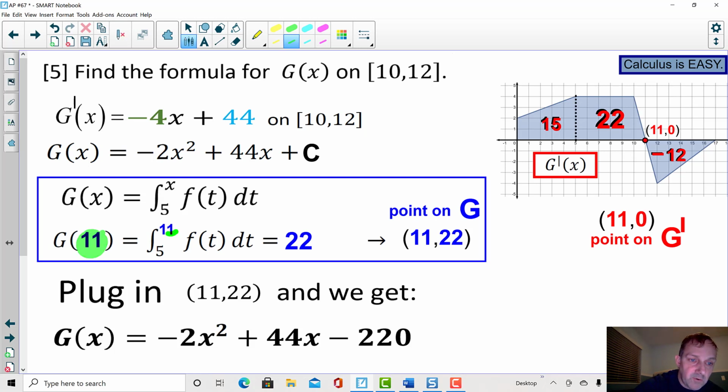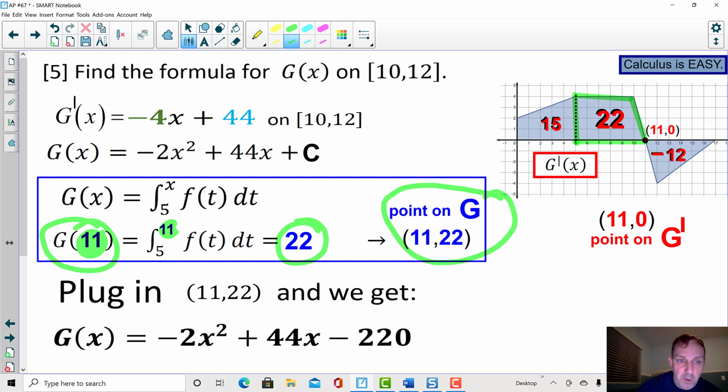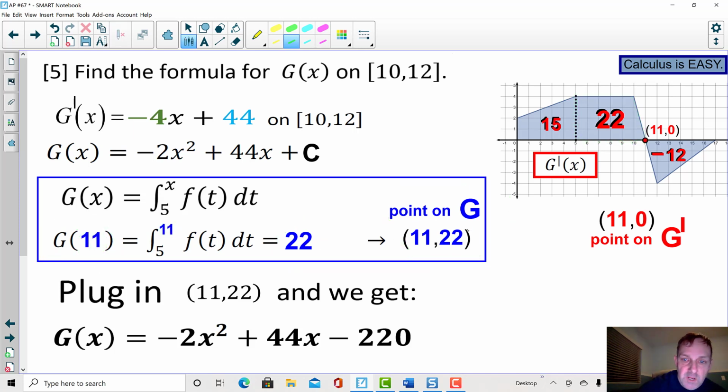That would give us the integral from 5 to 11. We already know that because we already calculated it. It's basically the area over here on our graph from 5 to 11, and we know that that's 22. So that gives us a point for g. On the g function, when you plug in an 11, you get 22. So 11, 22 is a point on g, and we can use that point to solve for our plus c.